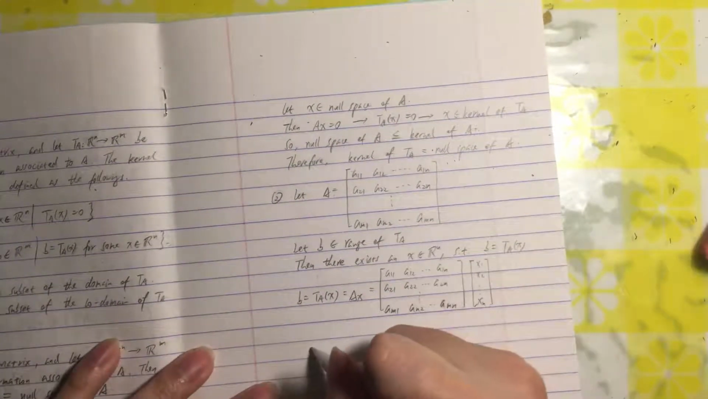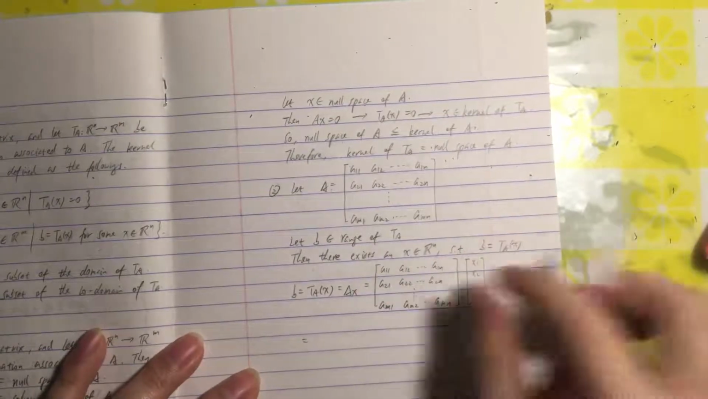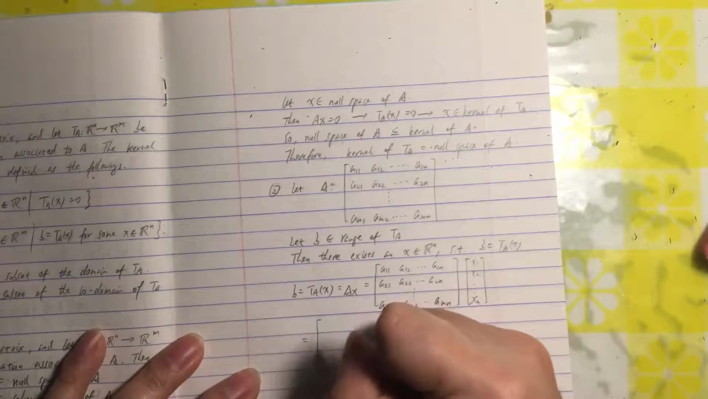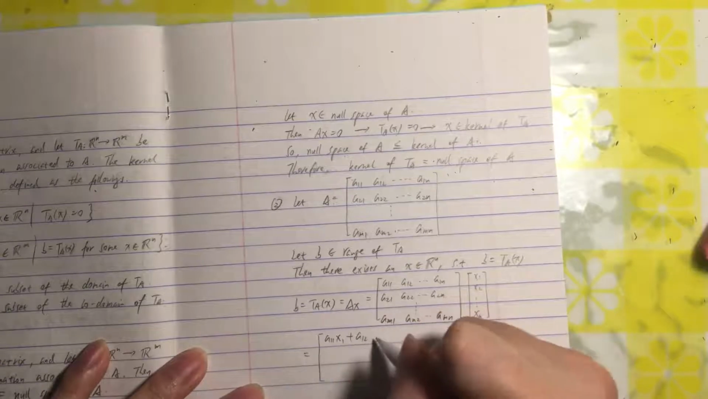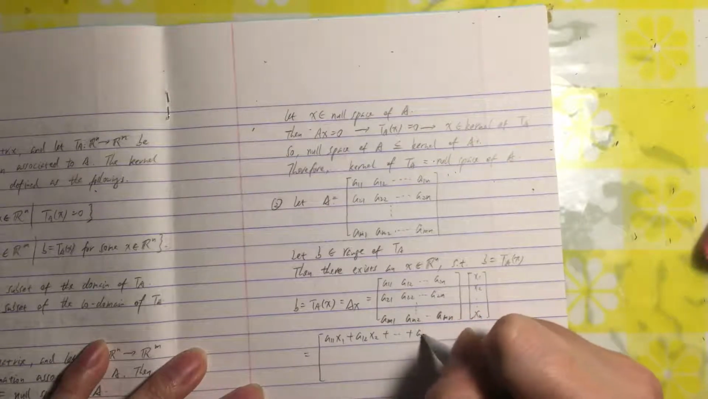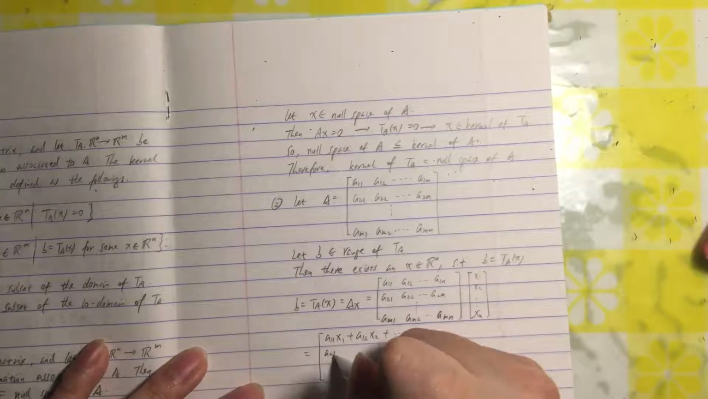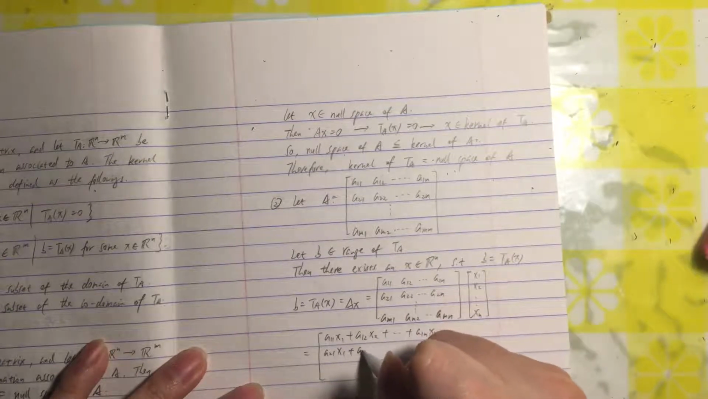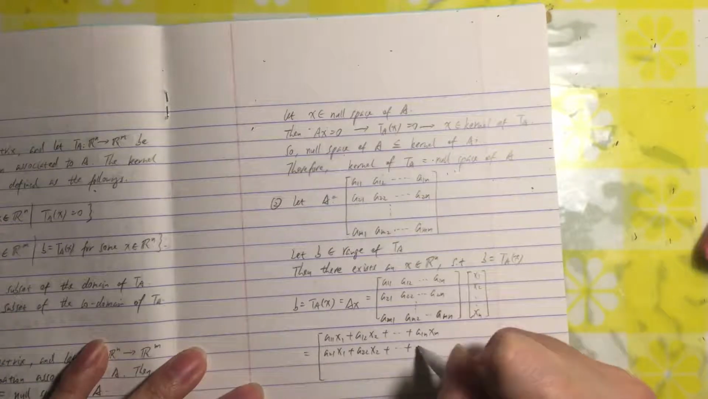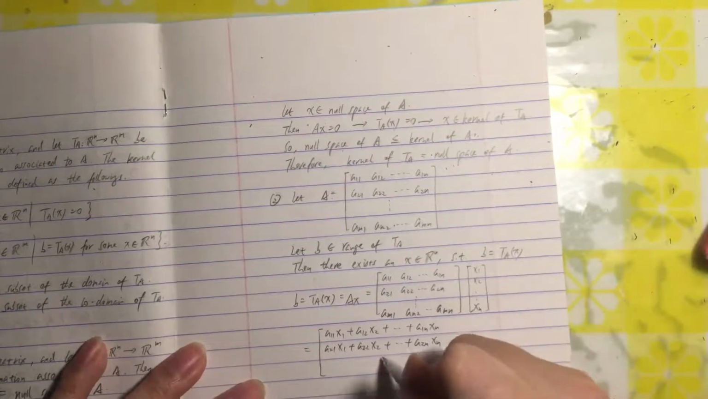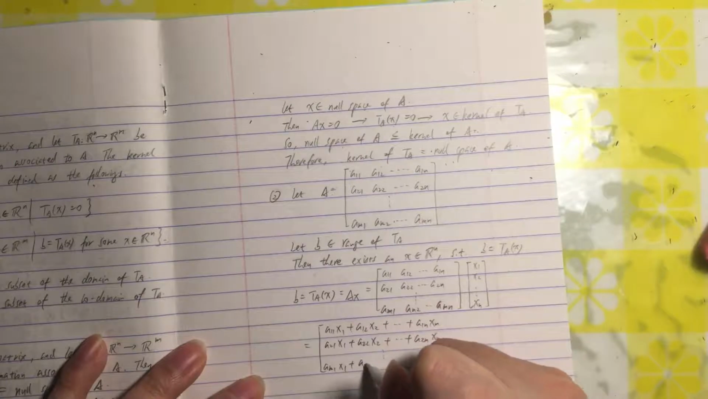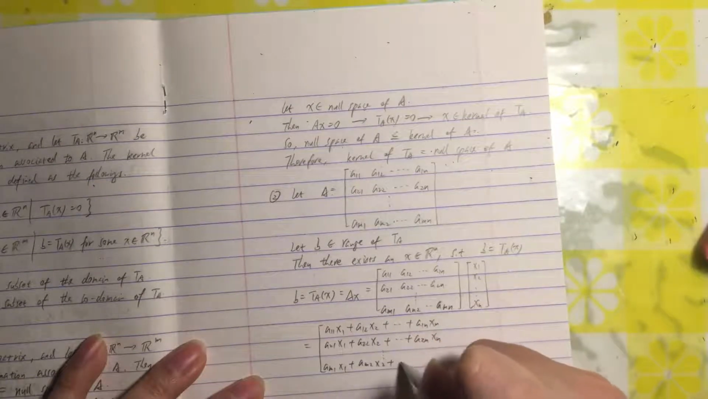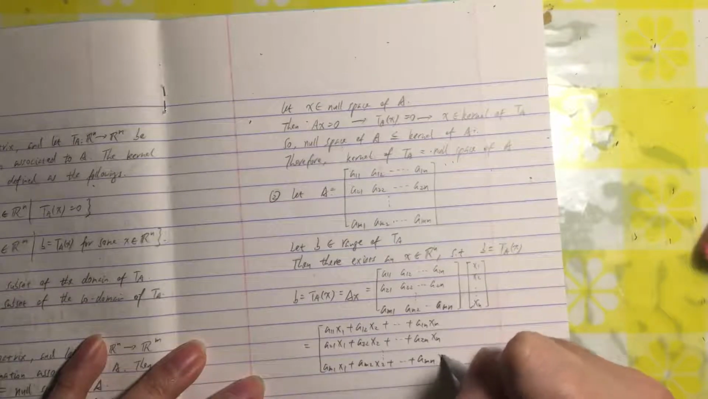Now, if I multiply, what do we get? If I multiply these two matrices, I use row times column, and then add them up. I get A11 x1 plus A12 x2 plus A1n xn in the first row. Second row is A21 x1 plus A22 x2 plus A2n xn, and continue. In the last row I have Am1 times x1 plus Am2 times x2 plus Amn times xn.